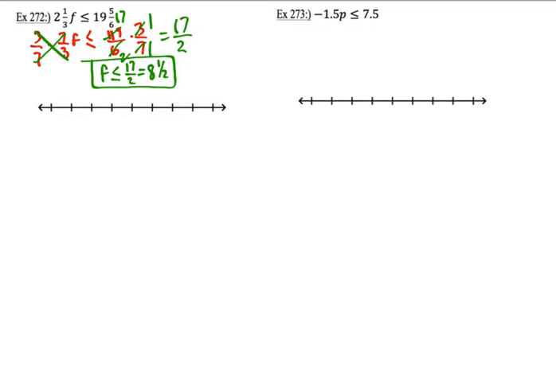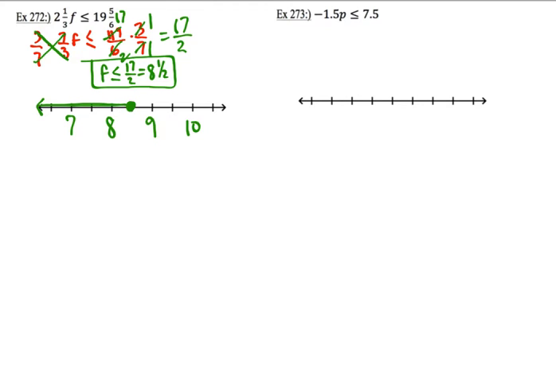So 8 1/2, that's between 8 and 9. So let's just do it like that. It is a closed boundary, and f is less, so the arrow is going to go towards the lesser numbers. And then we can go ahead and check our solution.